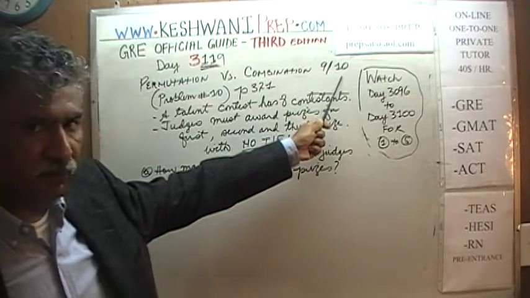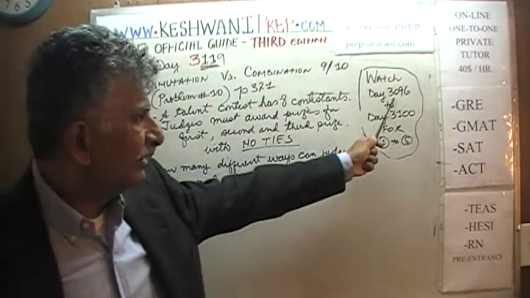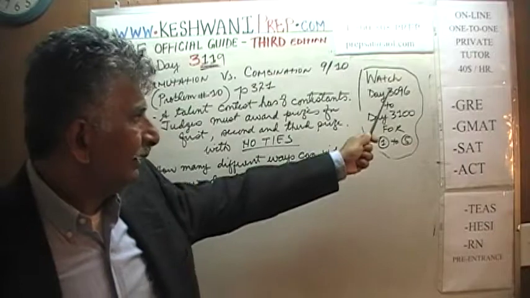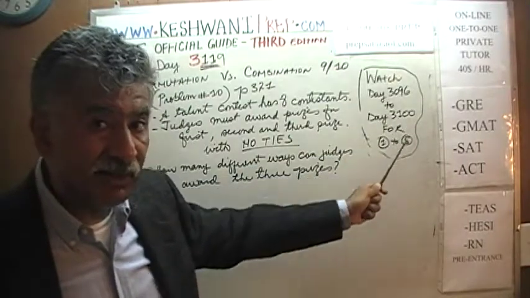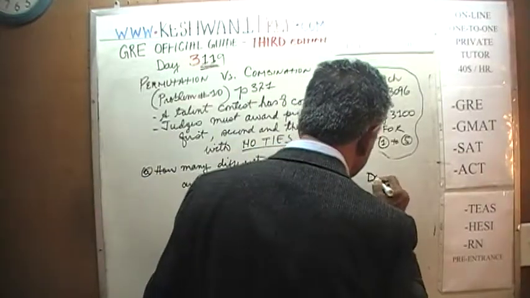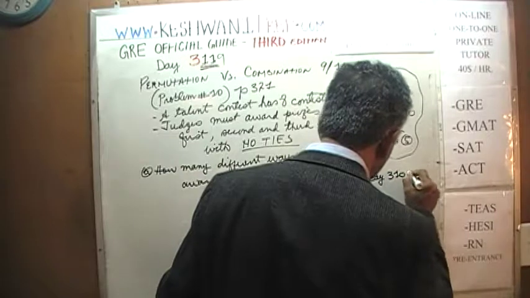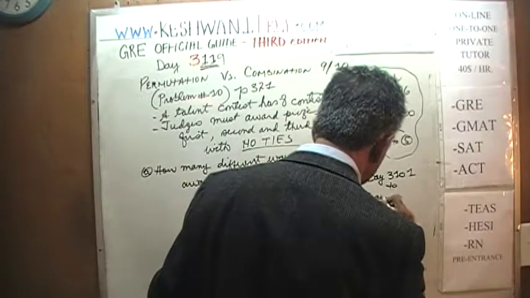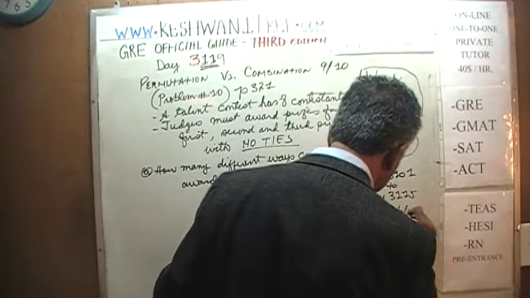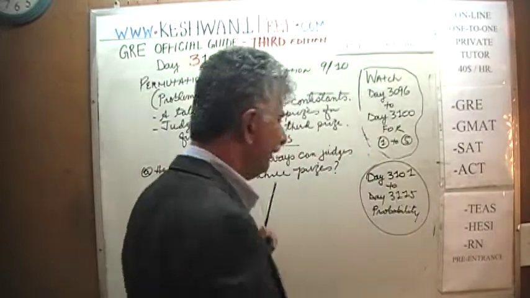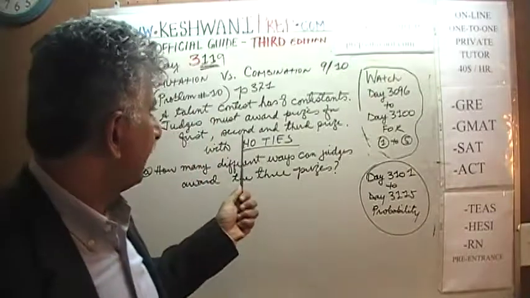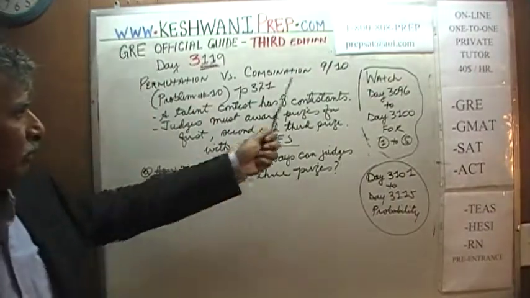If you're interested in watching, the first five videos were done from day number 3096 to 3100. Then from day 3101 to 3115 we did probability. We had 15 lessons on the topic of probability in the event that you need help with that topic. And then we went back and did 5 more here. Today is the last one.